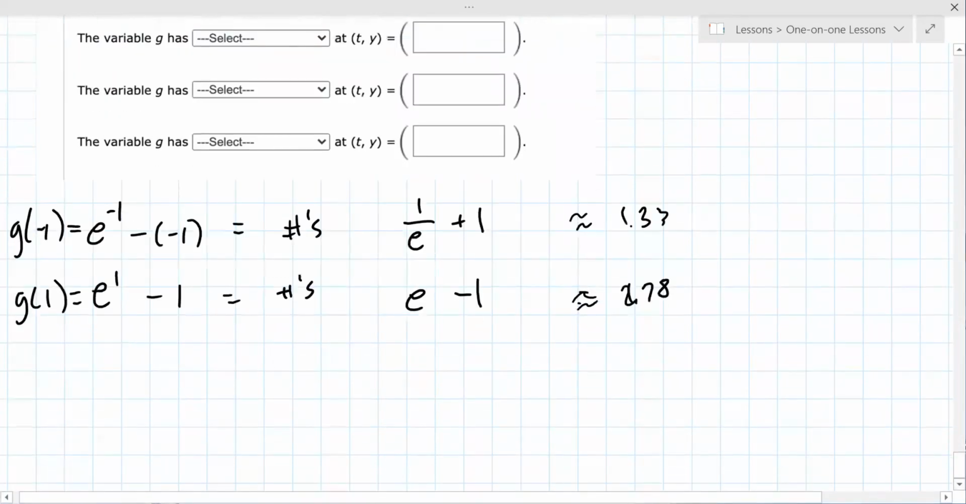Okay. So now the next thing is to find the derivative. What is g prime of t? Oh, it's just e to the t minus 1.